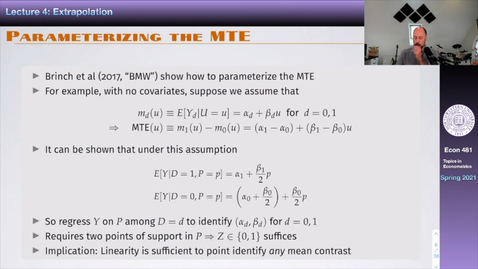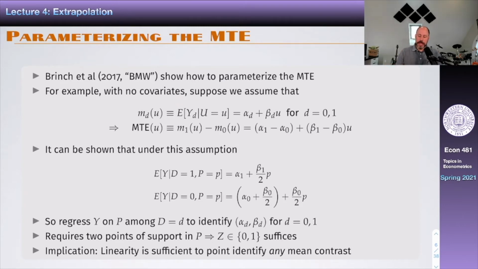So for this paper, the first paper by Brinch, Mogstad, and Wiswall proposes to parameterize the marginal treatment effect. I'm going to abstract away from the X's for now. The paper has a lot of X's, and as I said, I think these are good reads. So if you care about these topics, I would highly recommend that you read both of the papers that we're talking about today. If you read the papers, you'll see that they include the X's from the get-go. I'm going to abstract away from the X's to keep my notation simple, and then I'm going to bring them back to explain what the consequences are, okay?